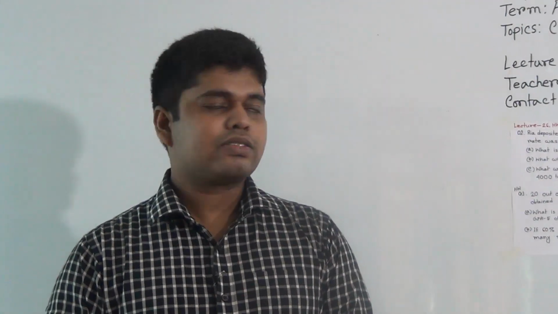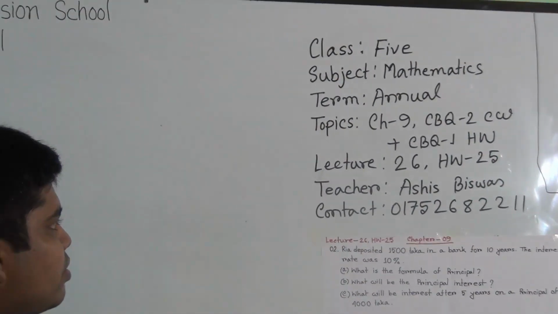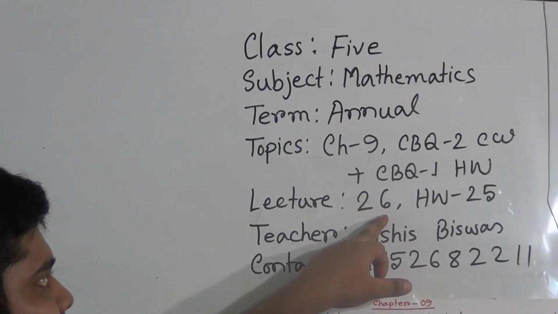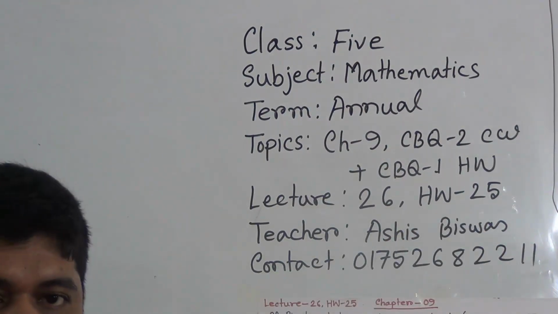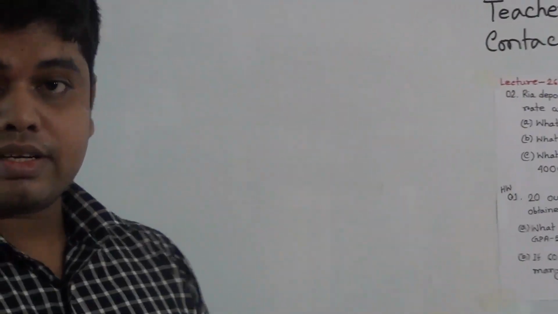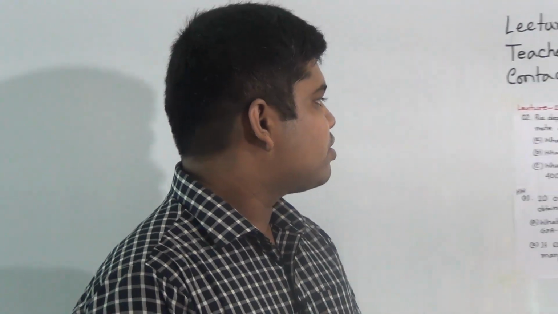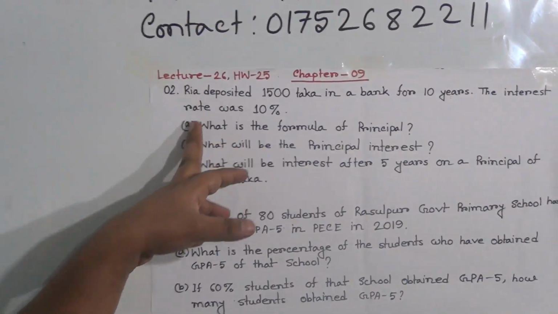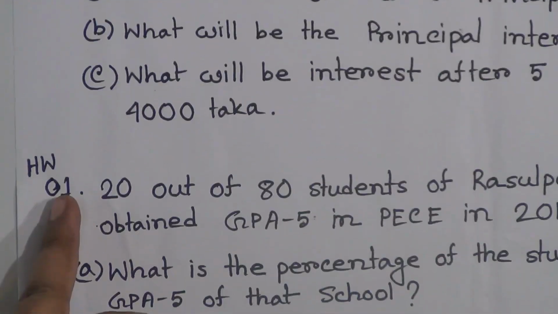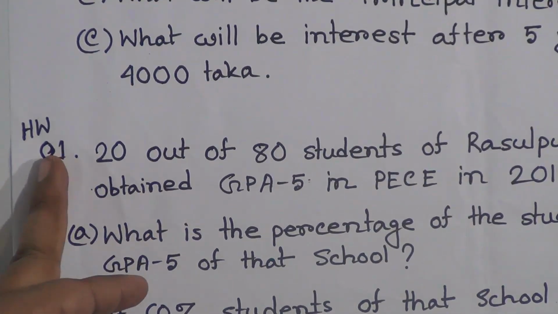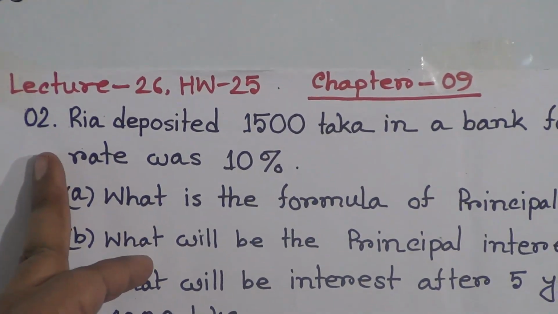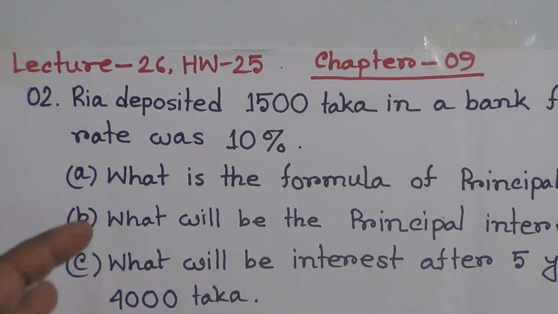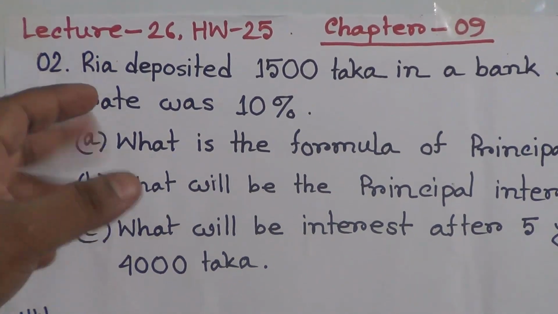My dear students, please notice the board. Today is our lecture number 26 of annual term and today's SW number will be 25. So my dear students, let us start our class. There are two CBQs, CBQ-2 and CBQ-1. CBQ-1 will be your SW and CBQ-2 will be solved in our class as your CW. So at first we read question number 2, that means CBQ-2.